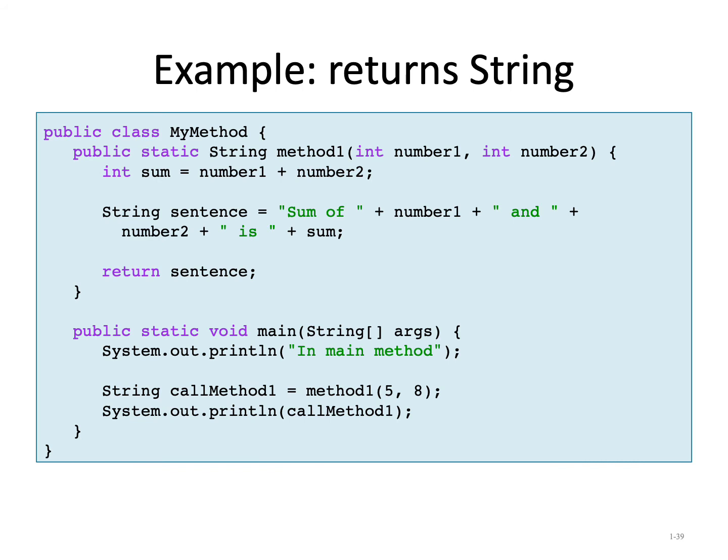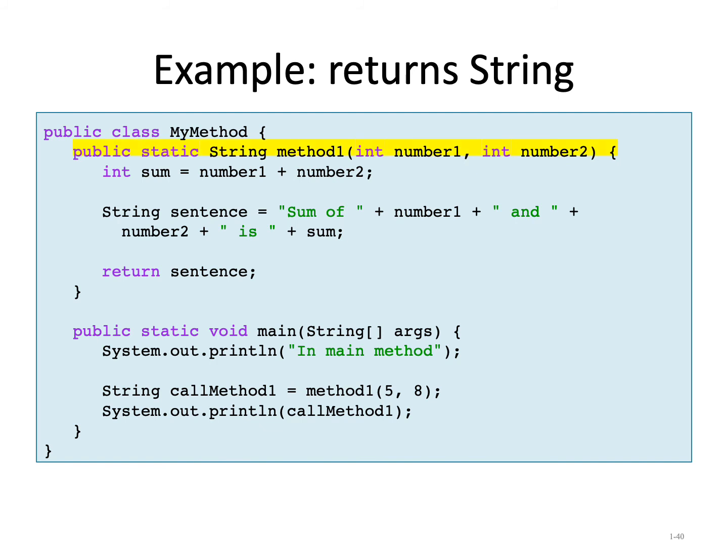We saw from the previous example that an int return type returns one int value. Let's look at a method that returns a string. When we return a string, we can actually return several variables in the form of a string or a sentence.